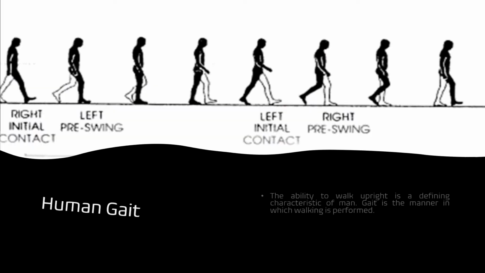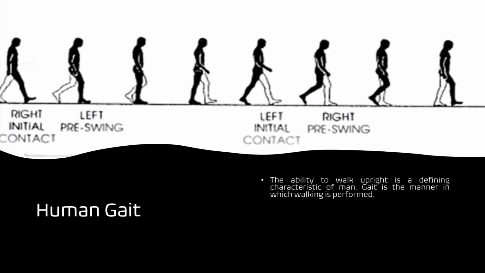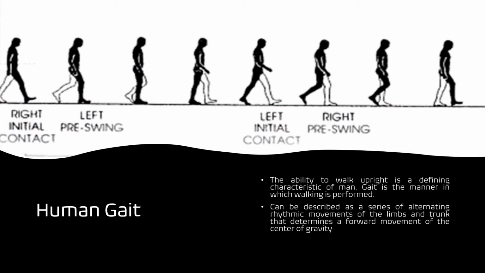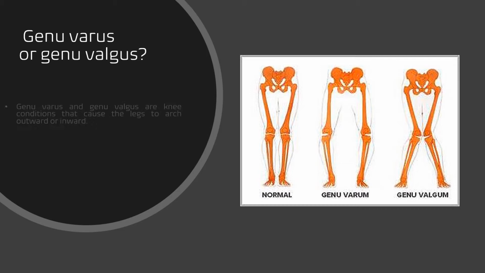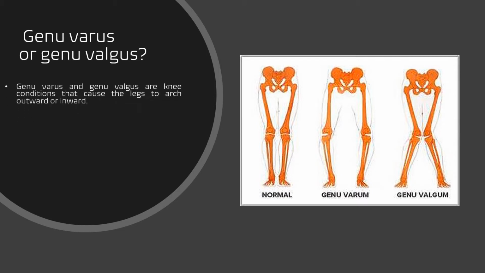Human gait. The human gait can be described as a series of alternating rhythmic movements of the limb and trunk that determines a forward movement of the center of gravity. Genu-varus or genu-valgus. Genu-varus and genu-valgus are knee conditions that cause the legs to arc outward or inward.